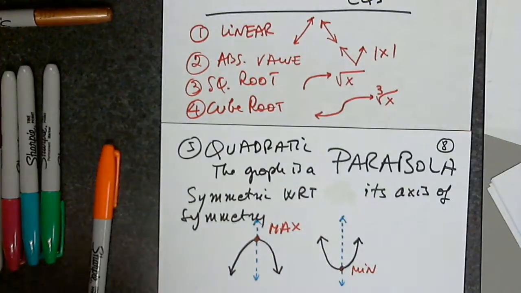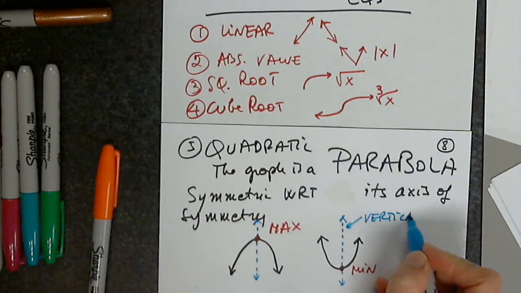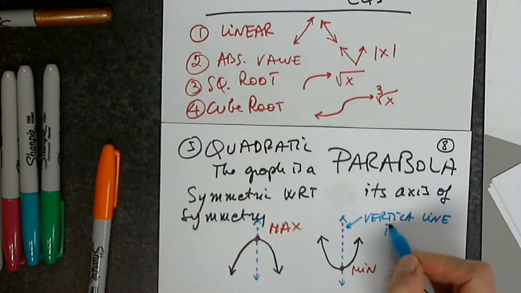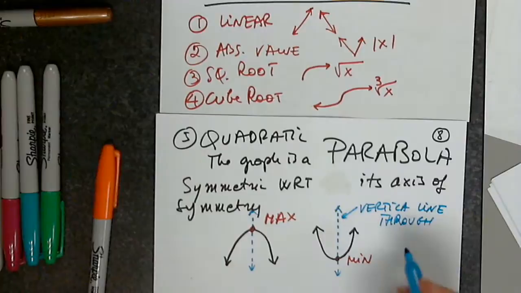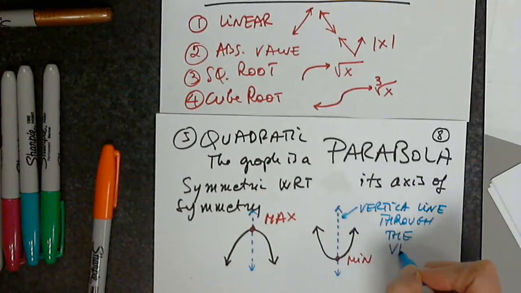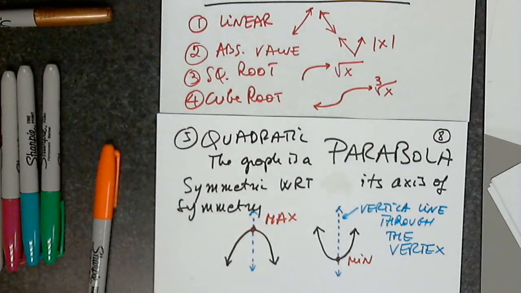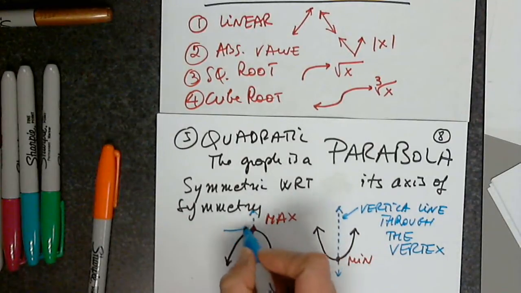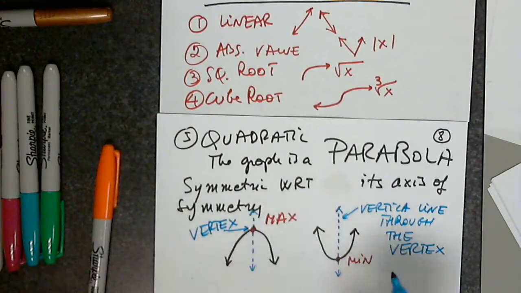So this is the axis of symmetry, the vertical line through this point that is called the vertex. No other function has a vertex, just the quadratic. So this point is called maximum, but also vertex. This one is called minimum, but also vertex.